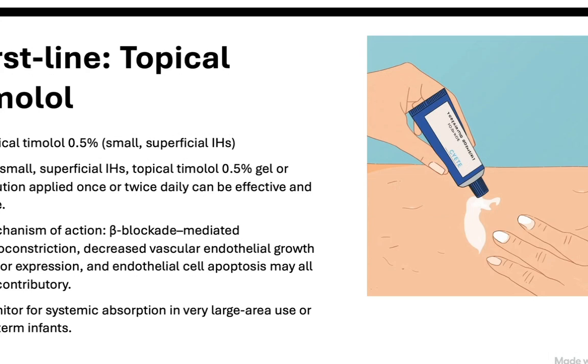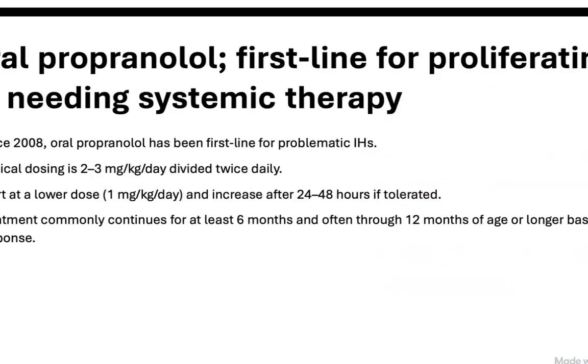Treatment-wise, we usually use topical timolol for small superficial infantile hemangiomas, and because it's a beta blocker agent, it works by vasoconstricting first, and then it decreases the vascular endothelial growth factor expression. By doing that, the endothelial cells undergo apoptosis and the hemangioma goes away.